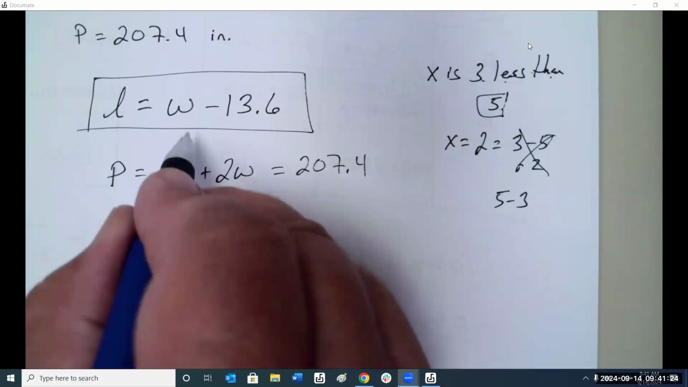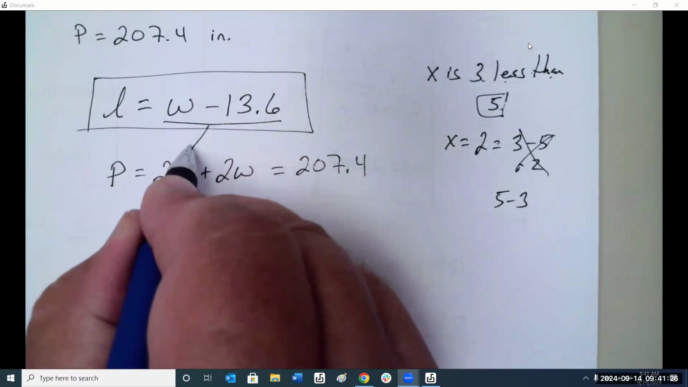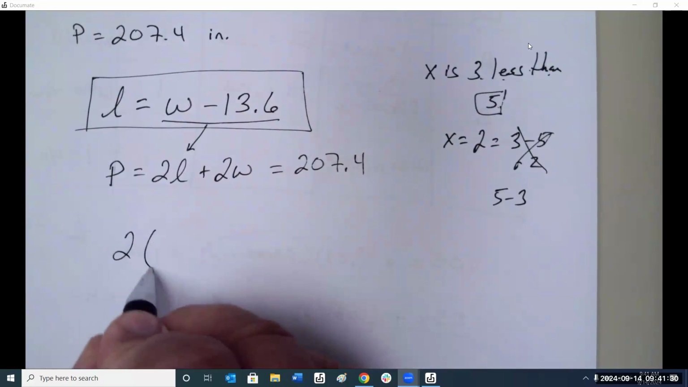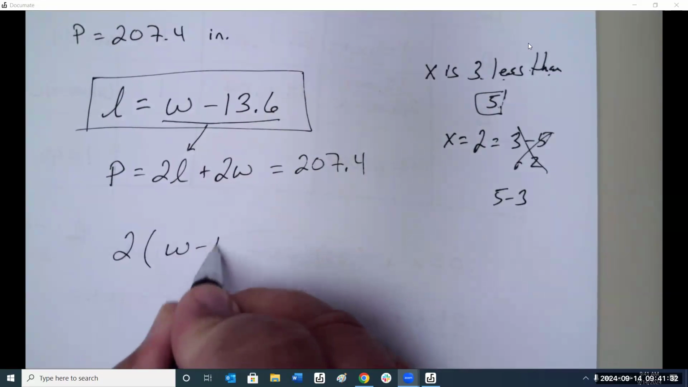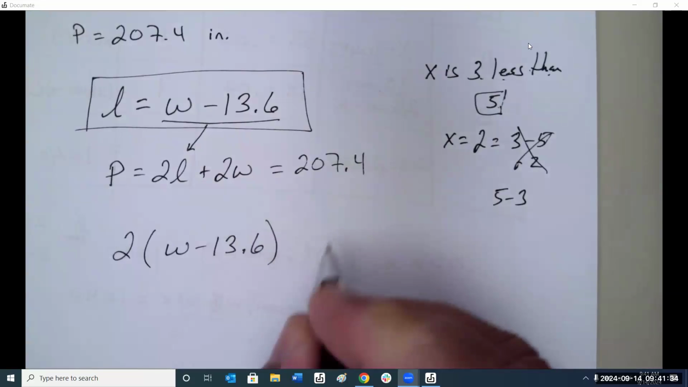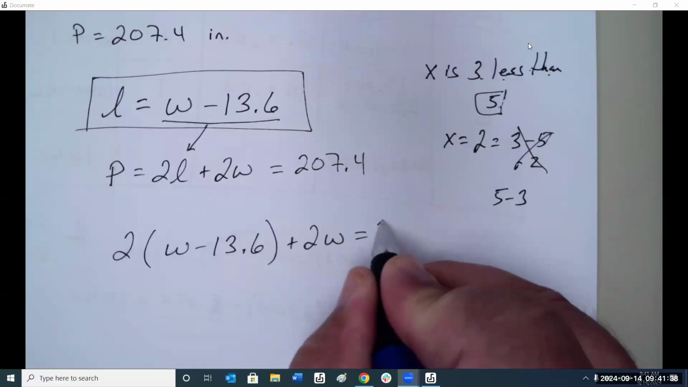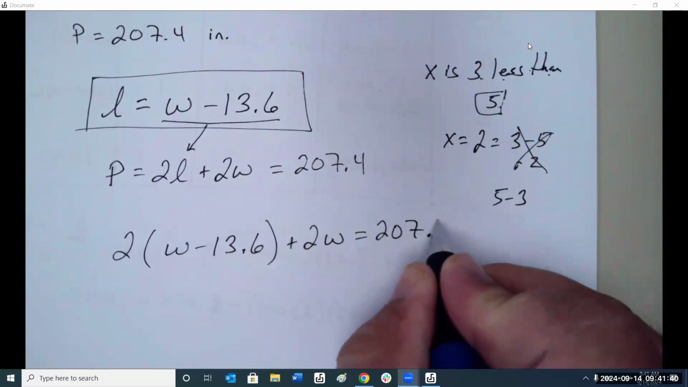We know what L equals, all this stuff. So put that in place of L. 2 times (W minus 13.6) plus 2W equals 2007.4.